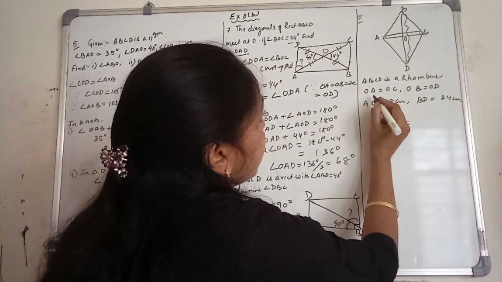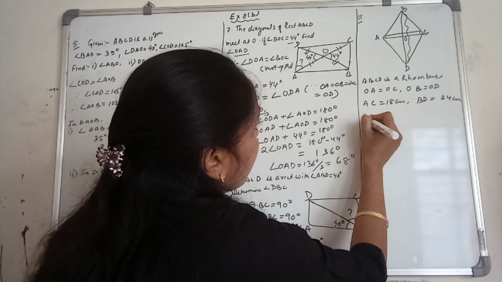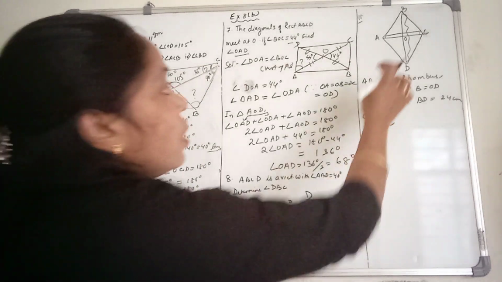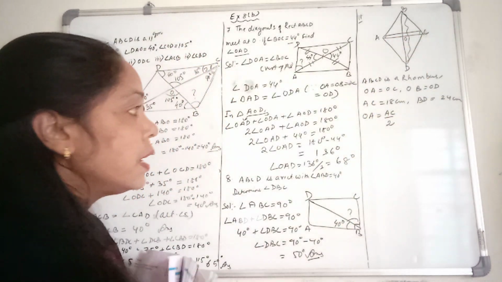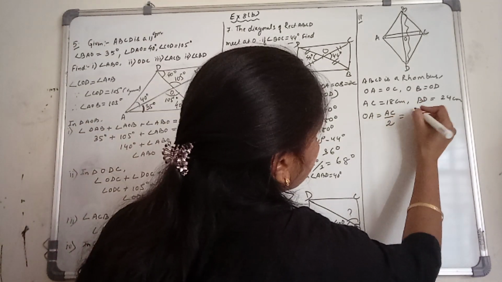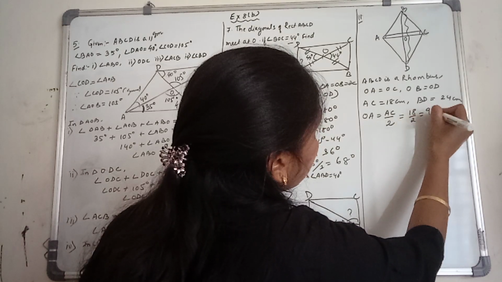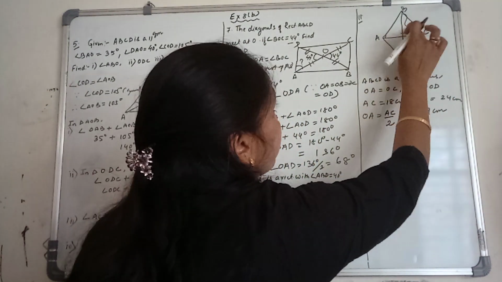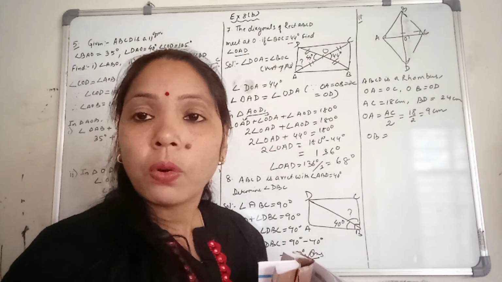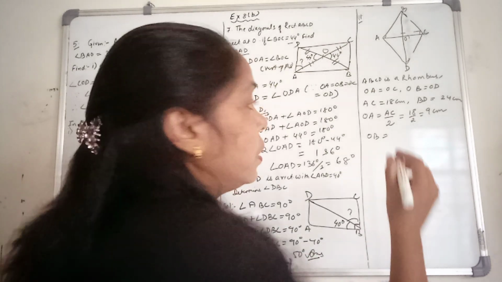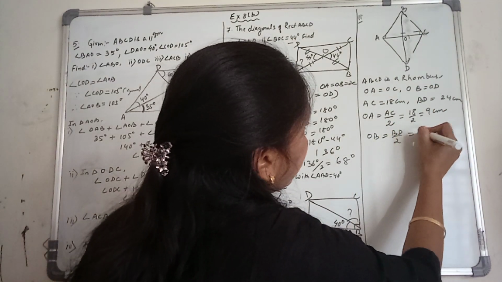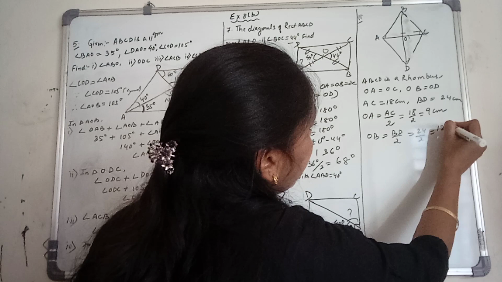Now we know that OA equals OC, so OA is equal to AC divided by 2, that is half of AC. AC is 18, so OA is 18 divided by 2, which is equal to 9 centimeter. Similarly, OB is equal to BD by 2. BD is 24, so 24 by 2 is equal to 12 centimeter.